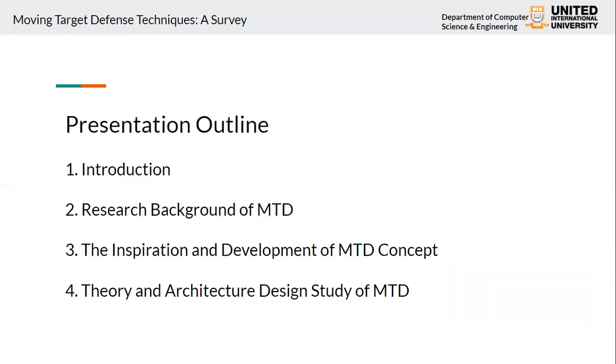So let's get back to our paper presentation. As the first speaker, I will present these sections: the introduction, research background of MTD, the inspiration and development of the MTD concept, and lastly, theory and architecture design structure of MTD.